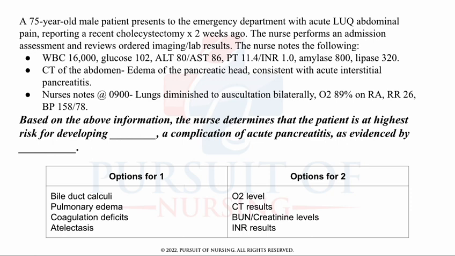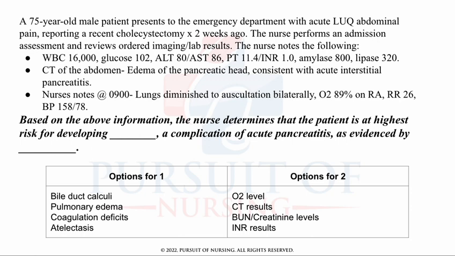2 weeks ago. The nurse performs an admission assessment and reviews ordered imaging and lab results. The nurse notes the following: a white count of 16,000, glucose of 102, ALT of 80, AST of 86, PT 11.4, INR 1, amylase 800, lipase 320. The CT of the abdomen resulted in edema of the pancreatic head, consistent with acute interstitial pancreatitis.